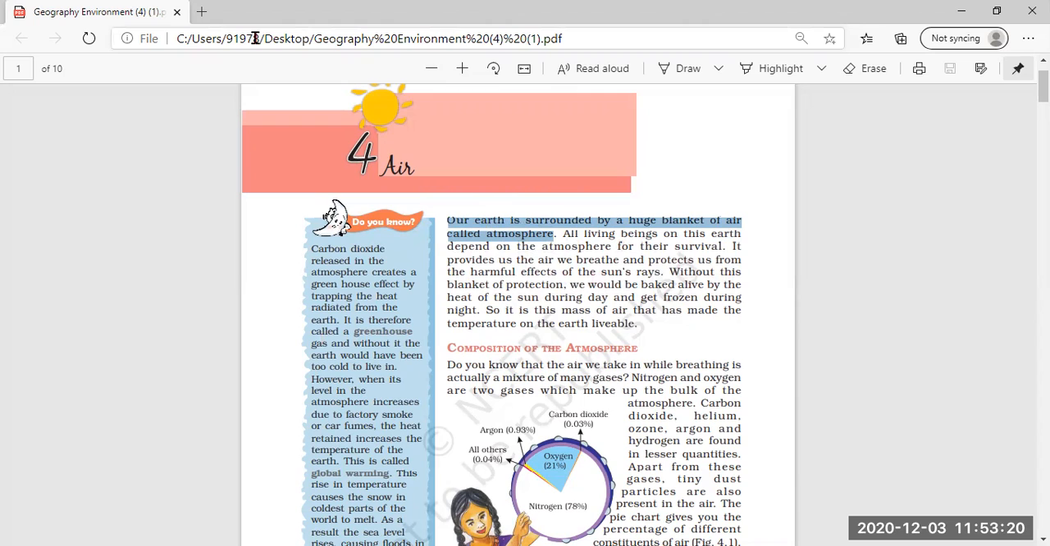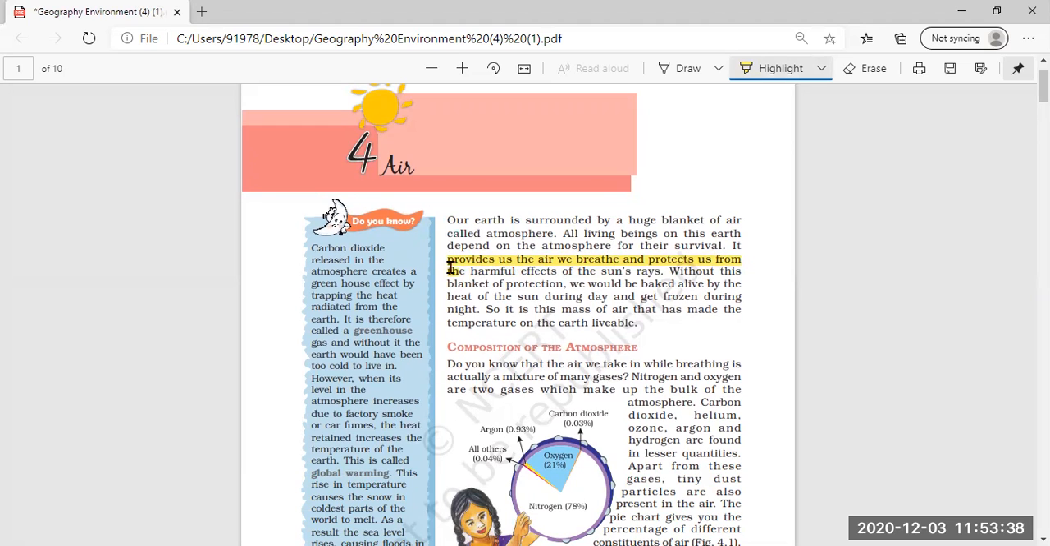Now, what is the importance of this atmosphere? It provides us the air we breathe and protects us from the harmful effects of the sun rays. As we know, the human body can't tolerate excess sunlight heat, and some harmful rays of the sun can affect the human body. So this layer of atmosphere protects us from those harmful effects of the sun rays.